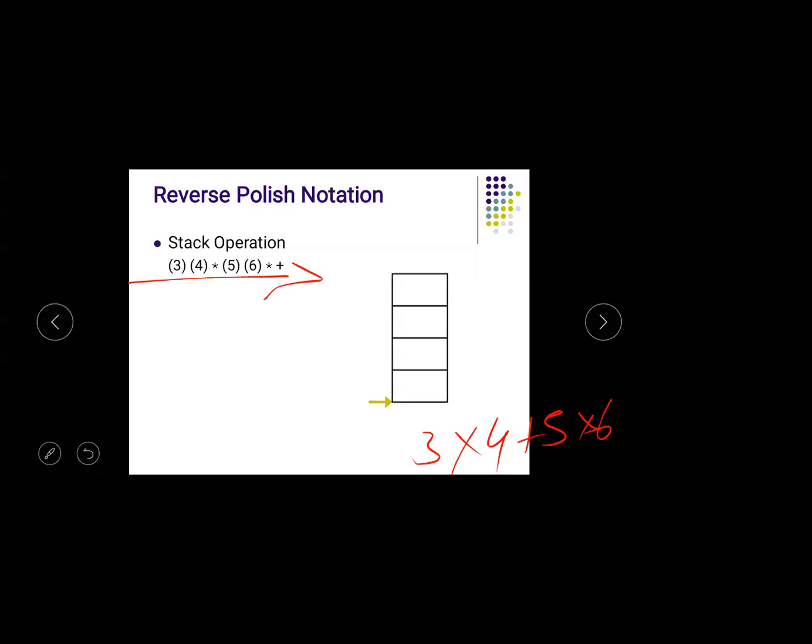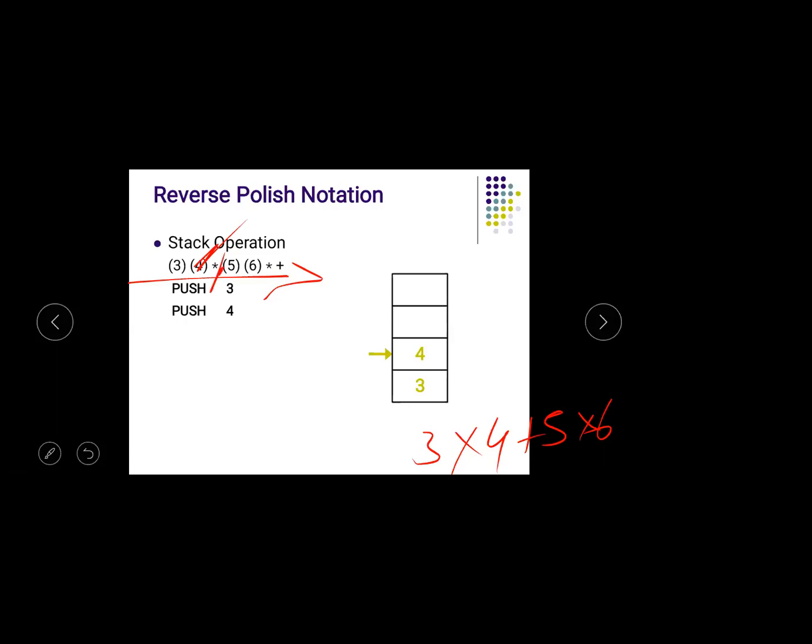When an operand is found, just push that operand into the stack. Push 3, then in the stack the next element will be 4. Again 4 is the operand, so push 4. Now the top of the stack is 4. And when an operator is there, the stack performs that operation on the top 2 items in the stack. These 2 items are popped and removed, and the result replaces the lower operand.